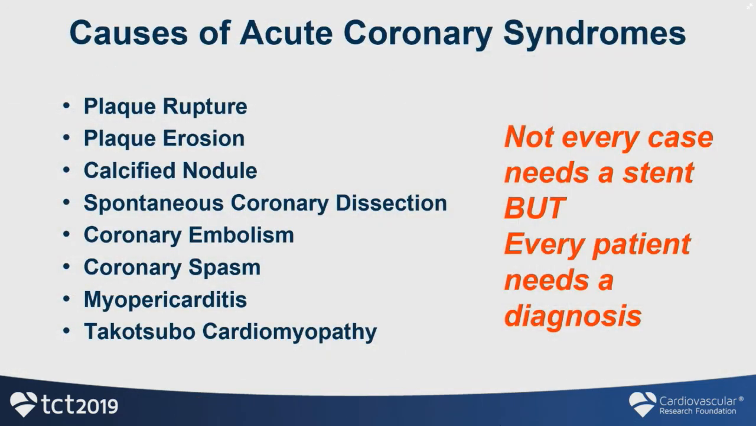So in conclusion, the causes of acute coronary syndromes are most often plaque rupture, coronary erosion, calcified nodules, but there is a broad differential diagnosis. Angiography does not tell the whole story. Not every patient needs a stent, but every patient does need a diagnosis, and do use OCT where appropriate.